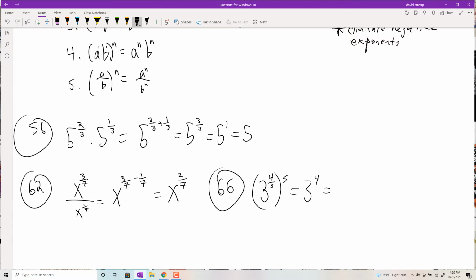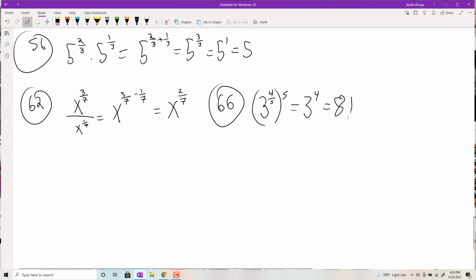When reasonable, you want to multiply these out. So I wouldn't multiply out 3 to the 400th, but 3 to the 4th. If you could do it in your head, do it. Okay. So 3 times 3 is 9, times 3 is 27, times 3, 81.